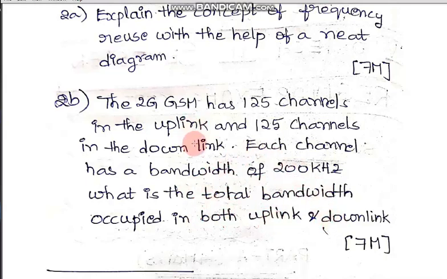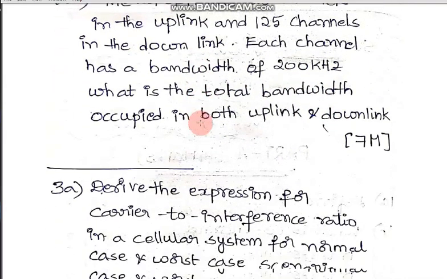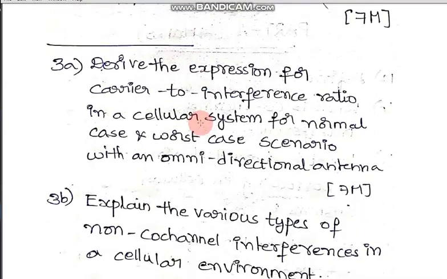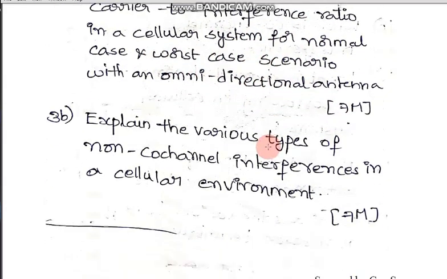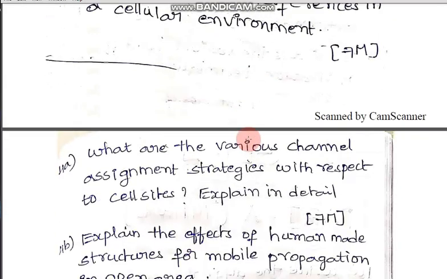We need to approach it in a problem-solving way, and soon we will produce a video which gives the answer to this problem. Now coming to the second chapter, derive the expression for the carrier to interference ratio in a cellular system for normal case and worst case scenarios with an omnidirectional antenna, which is also of 7 marks. And the second question is explain the various types of non-co-channel interferences in a cellular environment. This is also for 7 marks.